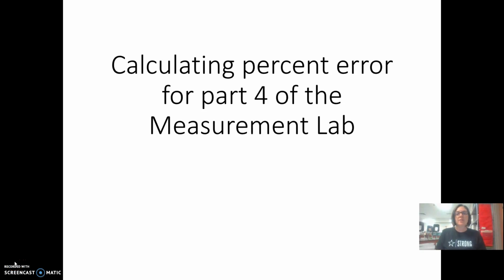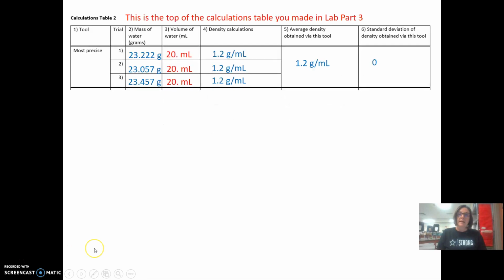I made this video to show you how to calculate percent error for part 4 of your measurement lab. In part 3, you calculated density for 3 different tools: the most precise tool, the runner-up most precise, and the least precise tool. And then after you had those densities 3 separate times, you did an average for each tool and a standard deviation for each tool.